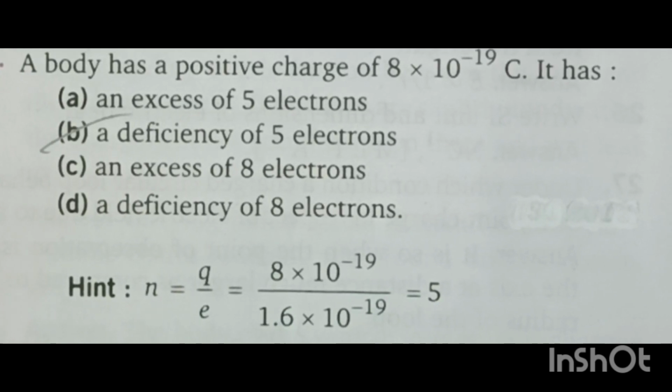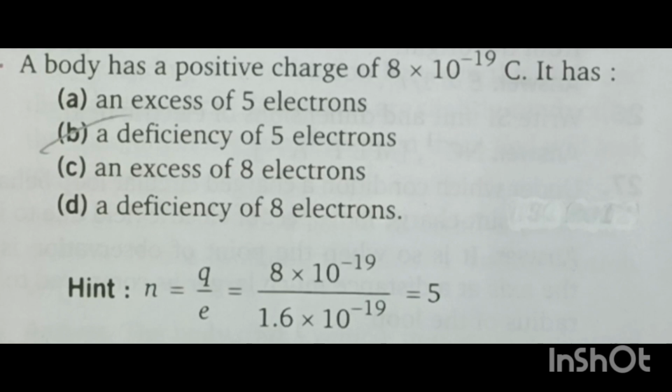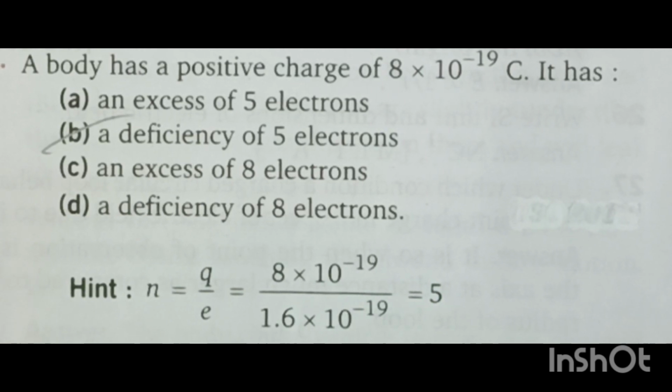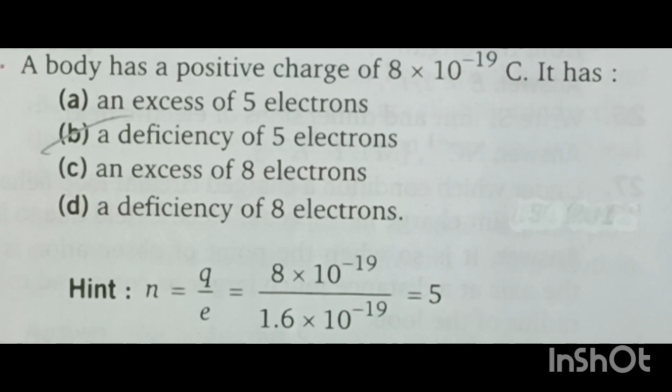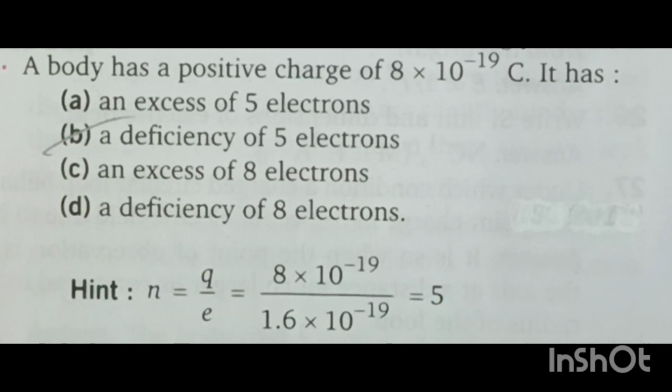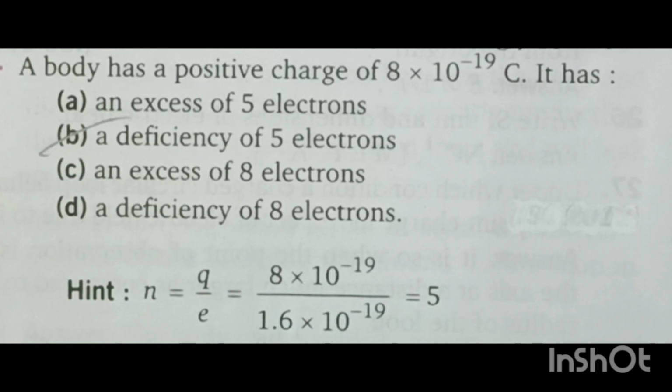A body has a positive charge of 8 into 10 power minus 19 coulomb. If it is having a positive charge of some value, then it means it has lost electrons. So that is the first thing you have to get. So it has lost electrons, so the option can be B or D.